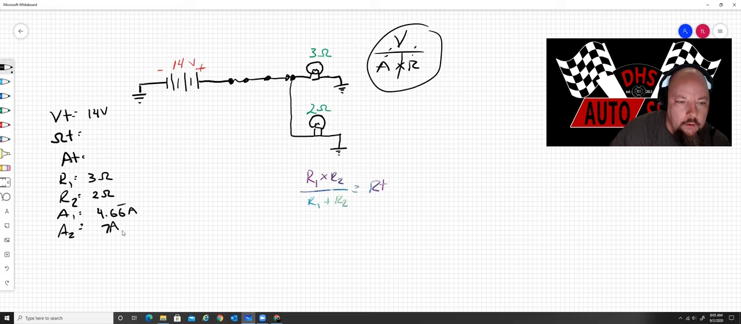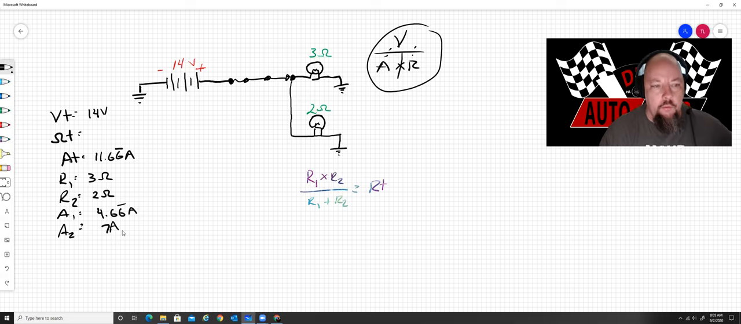If we're missing a value, whether amps, ohms, or volts, we make sure to use our pie to figure out the math problem we need. So our amperage total here is going to be 11.66 repeating. Now, as far as I'm concerned, working at this basic level, 2 or 3 decimal places is fine for the circuit math. I prefer 2, and there's wiggle room. If you're within, say, a tenth or so of your answer, or 0.15, we'll call that even Steven for right now.